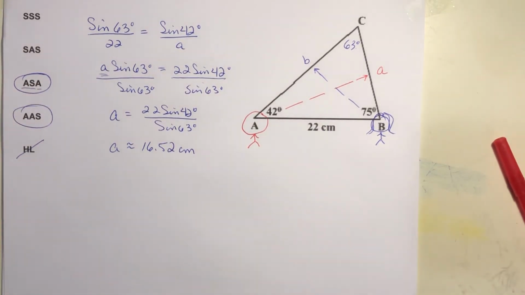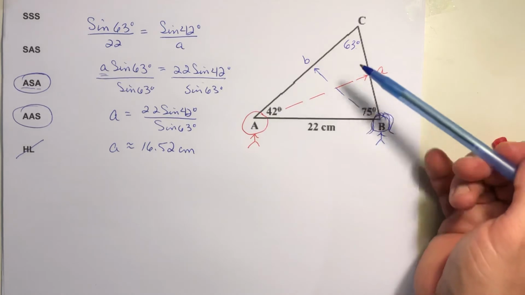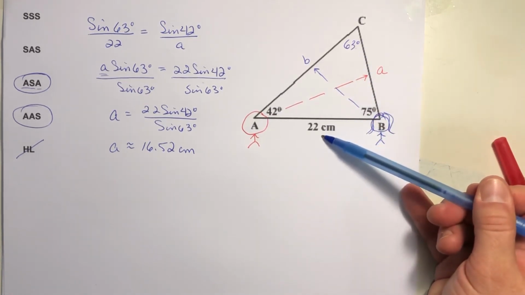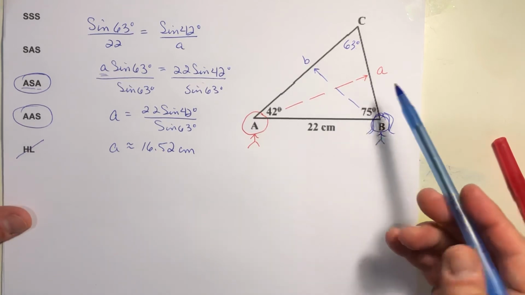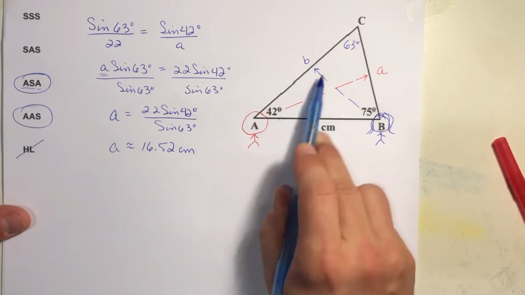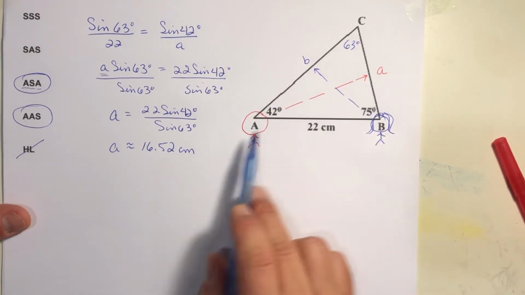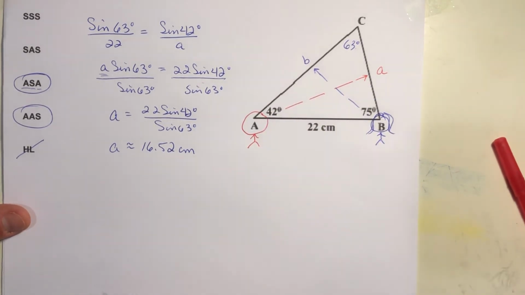Now, I want you to analyze your answer here, right? Think about this. 63 degrees opens up to form the side that is 22 centimeters long. So I think it makes a lot of sense that I have a smaller angle now, right? 63, 42 is a little smaller. So the side across from 42 should also be slightly smaller. So I think that makes sense.